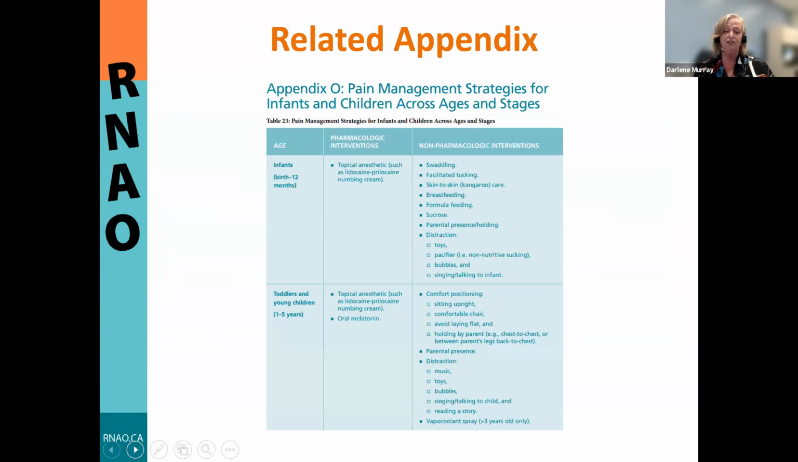Additionally, for recommendation 7.2, pain management strategies should be appropriate to the various ages and stages. In Appendix O, you will see a wide variety of pharmacological and non-pharmacological options for pain management across the ages and stages for pediatric patients, including infants, toddlers, and young children, school-age children, and adolescents.